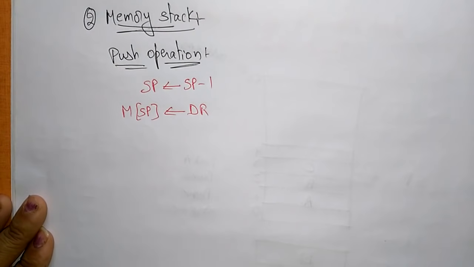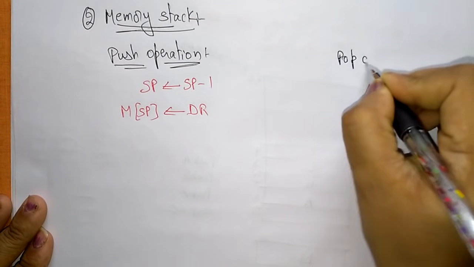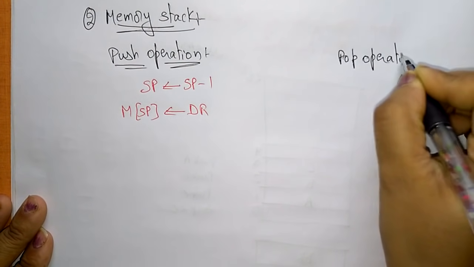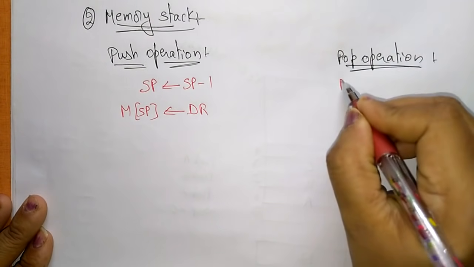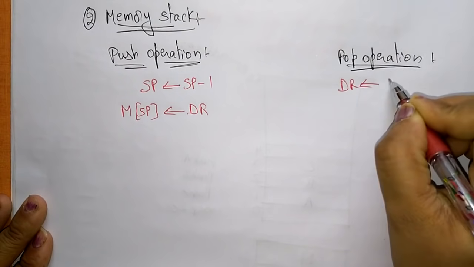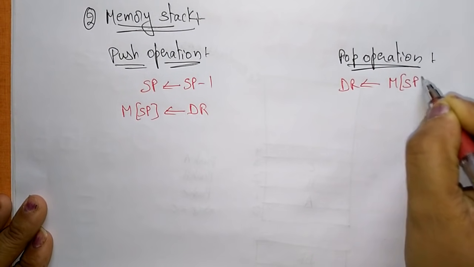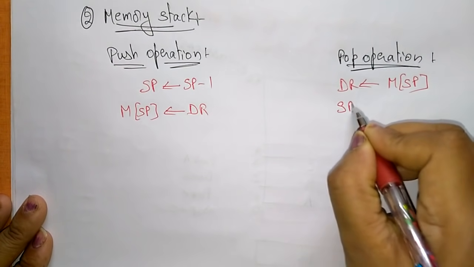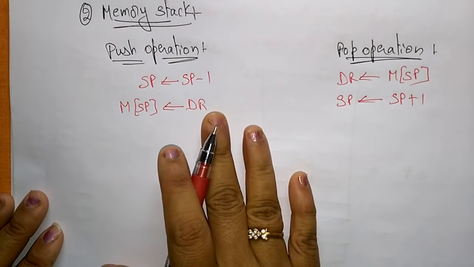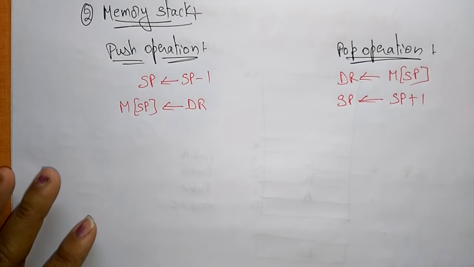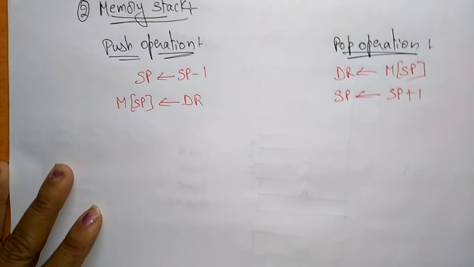In the same way, the pop operation. In the pop operation, first you place the data present on the top of the stack into the data register, and then increment the stack pointer. Here the first item is stored at an address. Let me explain with the diagram.